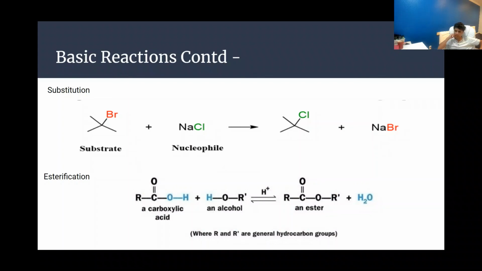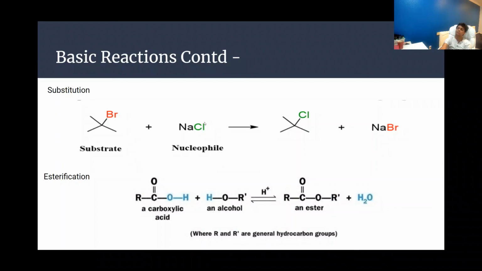Another basic reaction, substitution, right? Substitution is essentially where you replace a leaving group or functional group like bromine with another thing. Let me tell you two terms about substitution reactions: nucleophile and electrophile. A nucleophile is something that has a negative charge on it, and an electrophile is an area of a compound with a positive charge.